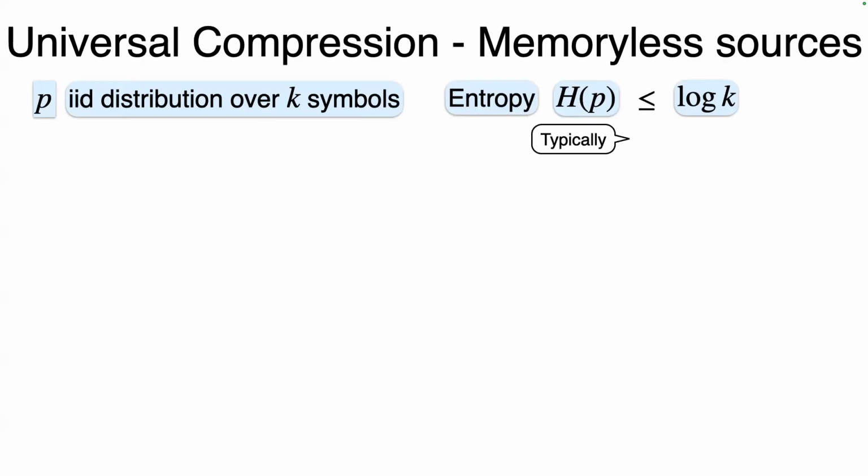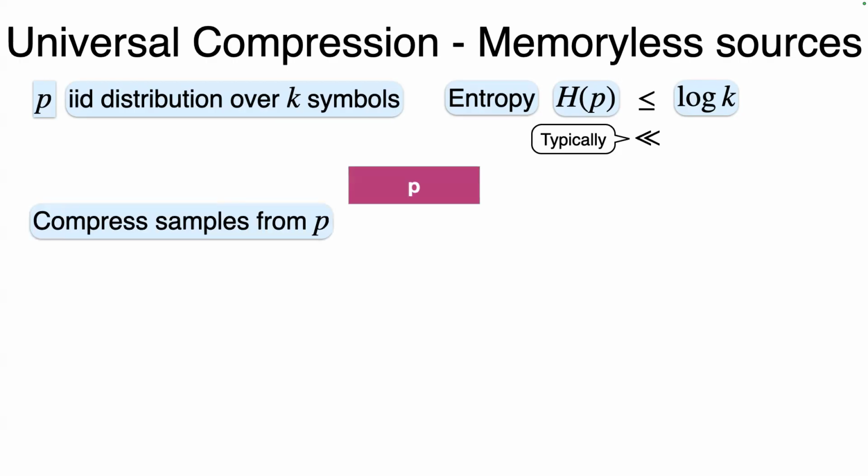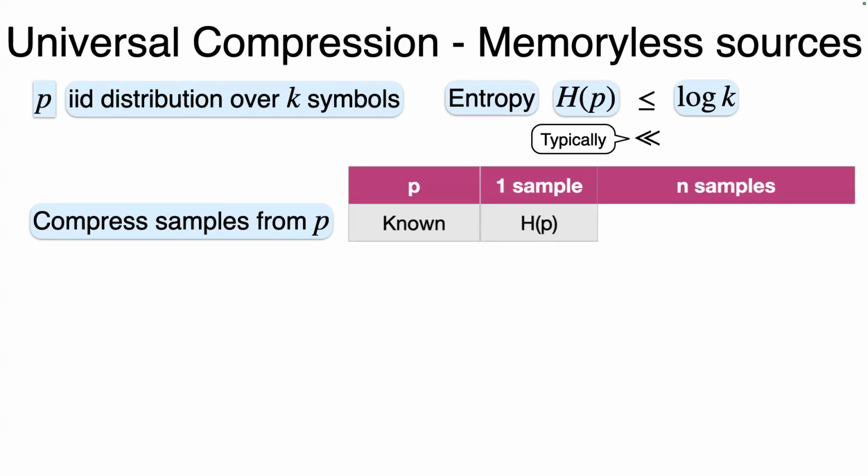a distribution P, which is an ideal distribution on k symbols, and its entropy is H of p, and you can show that the entropy is always less than log k. So if I have a distribution of k symbols, I can describe each symbol with at most log k bits, and typically this entropy will be a lot less than log k. Okay, so if you want to compress a sample from p, and p is known and you use just one sample, then you need H of p. That's the original meaning of entropy. If you have n samples, then you need n times H of p, because the entropy increases linearly.